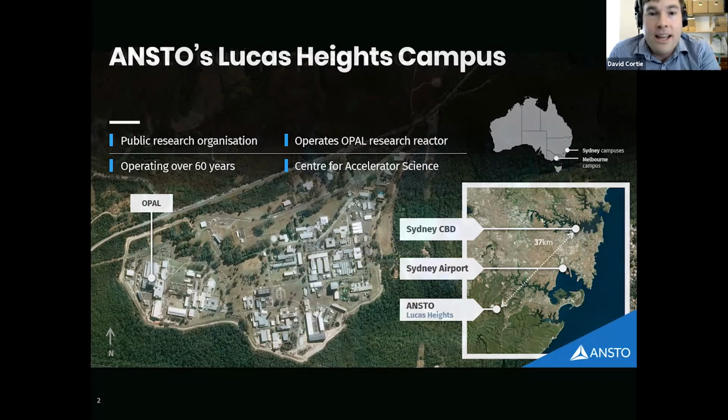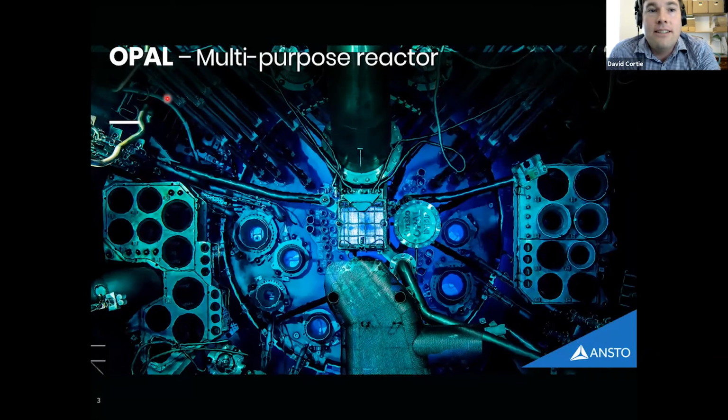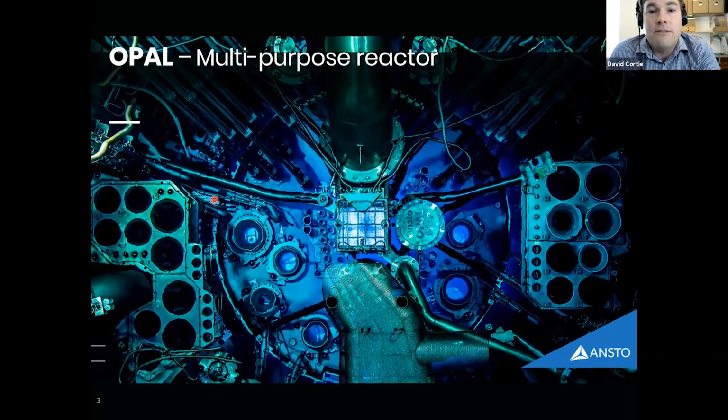So ANSTO, as mentioned, runs this nuclear reactor. It's the Opal light water reactor. This is a photo down into the fission core, and this is an actual photo, no special effects. That blue color that you see is the Cherenkov radiation from charged particles that are faster than light speeding down in the water, which acts as a radiation shield.